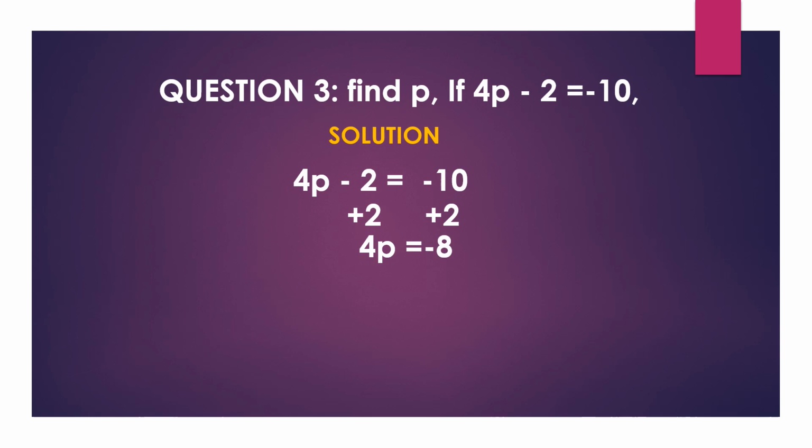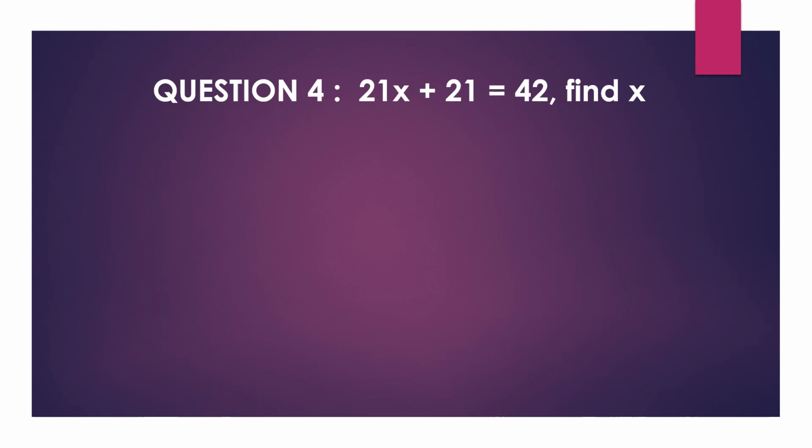We divide both sides by the coefficient of p, which is 4. So divided by 4. And at the end of the day, our answer, p, will now be equals to minus 2. We go to question 4.